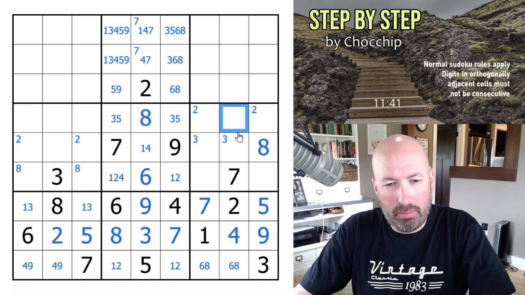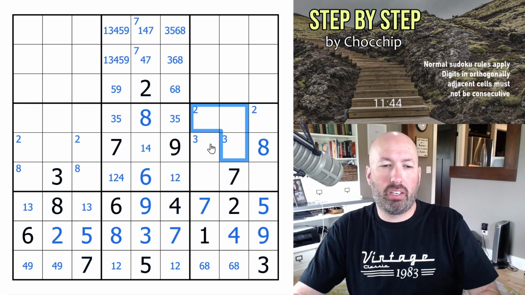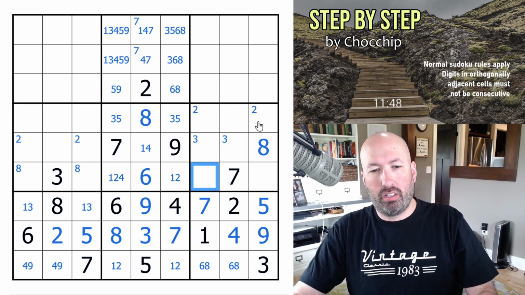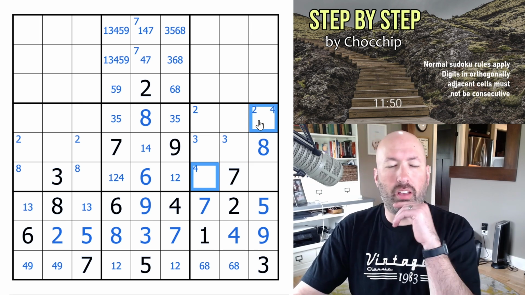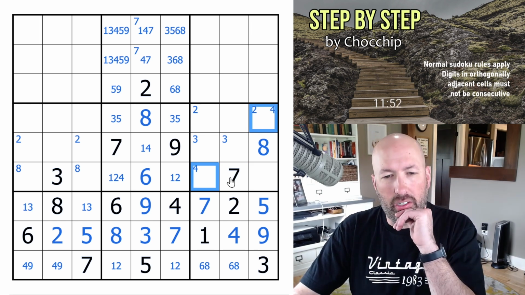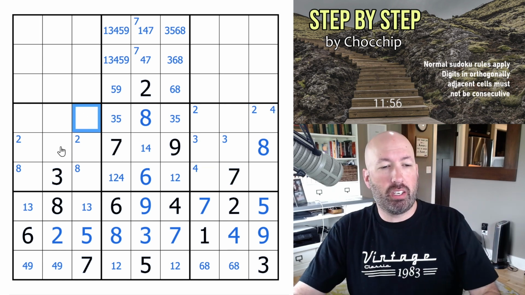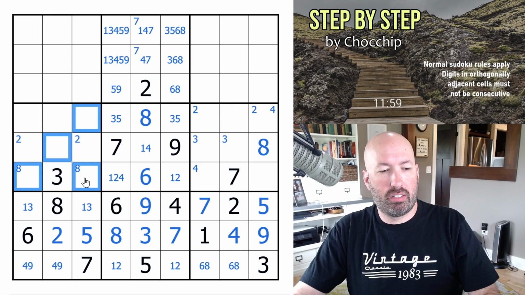But the 4s aren't that limited right now. I mean, we can't have 4s there. We can't have a 4 here. But we can have a 4 down here. So the 4s are in one of those 2. Is that helpful? Don't know that it is, but it's a thing. 4 can't be in any of these.